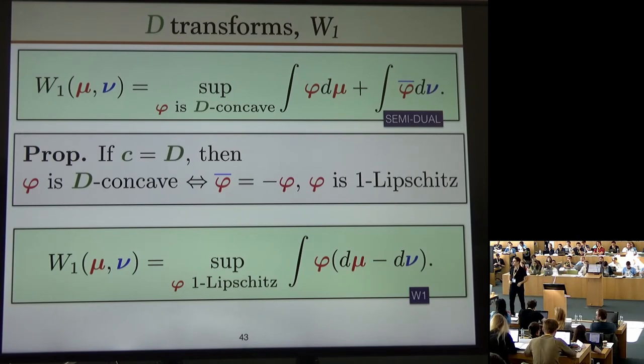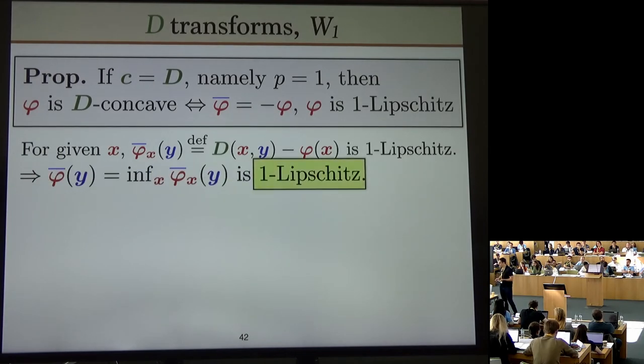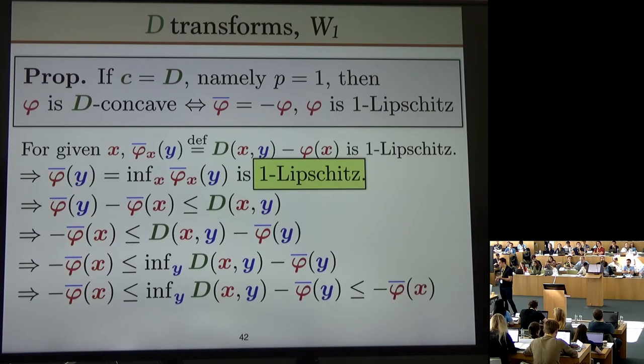Can I ask a question? Yes. Are there any constraints on the distance D? Not that I know of. Essentially, if you look at the proof that is there, the only thing that I'm using is triangle inequalities. It's just very, very simple math. So the only thing I'm using is the triangle inequality.